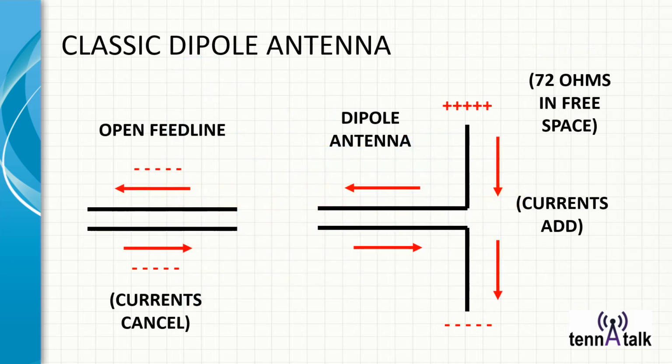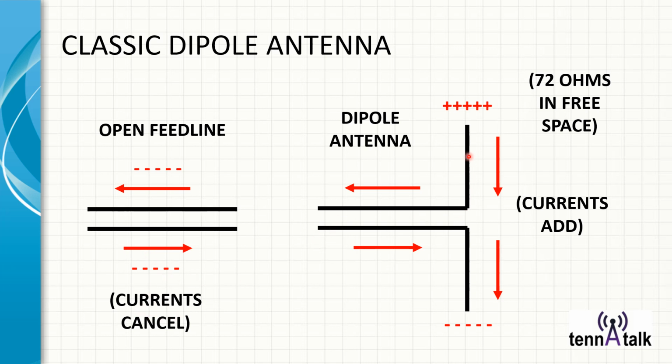Now let's take a look at the classic dipole antenna. We start with an open feed line. The feed line comes from the transmitter side to the antenna side, but we're not hooked up to anything yet. We'd like to feed current on this wire this way, on this wire going back this way in an even balanced sense, and the currents cancel.